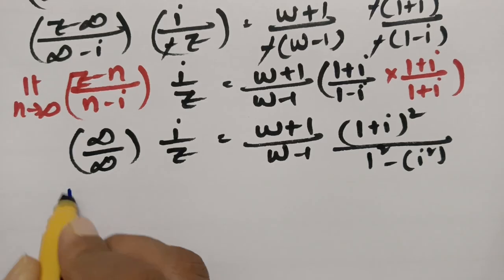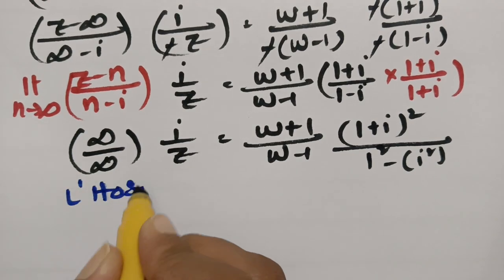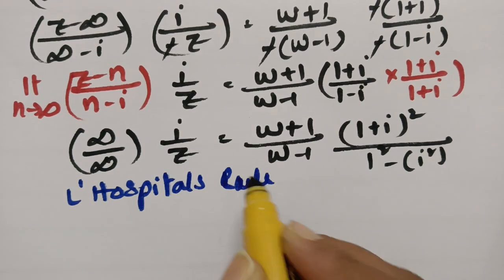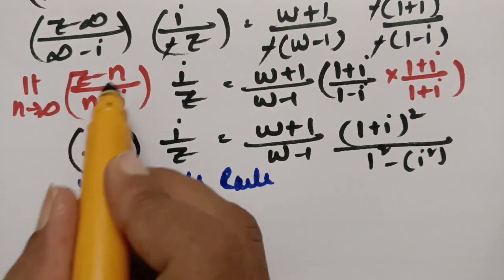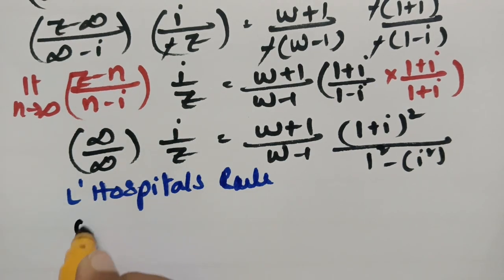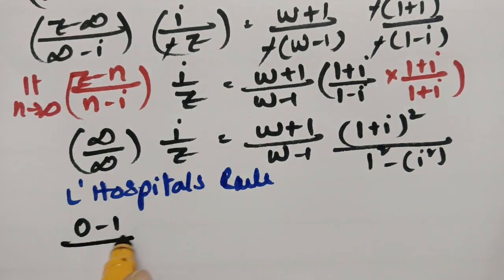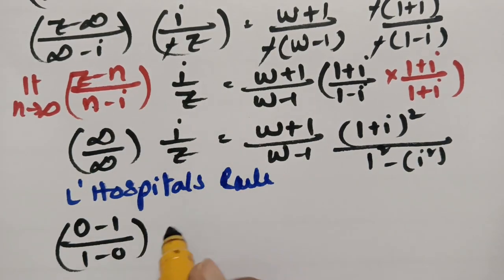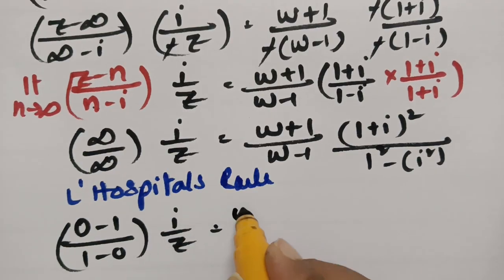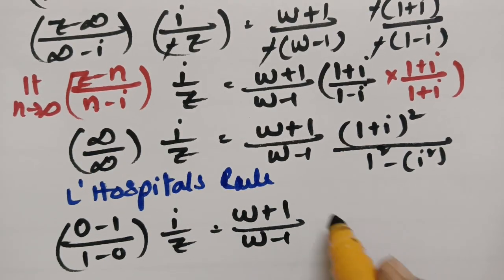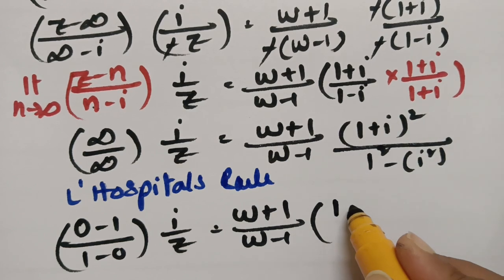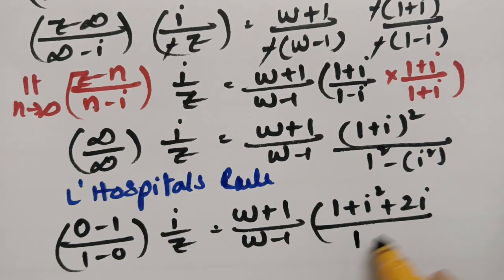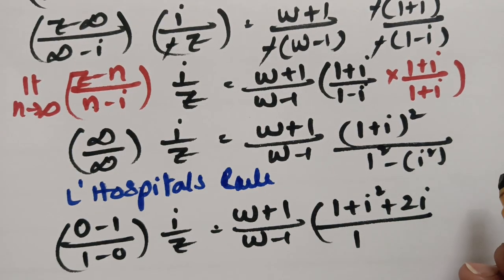So if I apply L'Hospital's rule, I have to take the derivative with respect to n here. So this will be 0, with respect to n is 1, and this with respect to n is 1, and this will be 0. So into, this is i by z, and this value is w plus 1 by w minus 1. (a plus b) whole square is nothing but a square plus b square plus 2ab, by, this is 1 minus i square, which is minus 1.